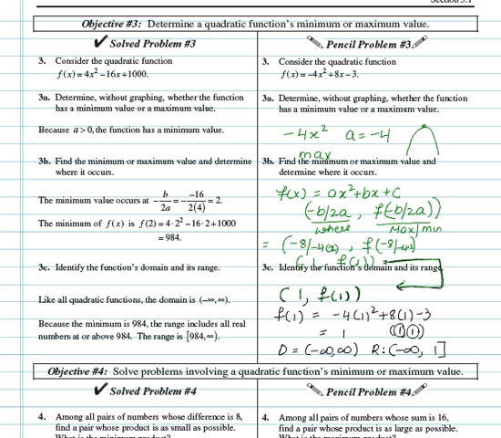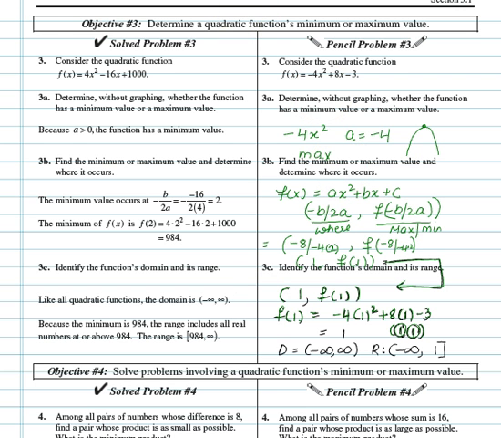So let me go ahead and find what f of 1 is. f of 1 would be negative 4 times 1 squared plus 8 times 1 minus 3. So f of 1 would be 1. And at what point is it? At 1. So here the maximum value is 1 at 1.